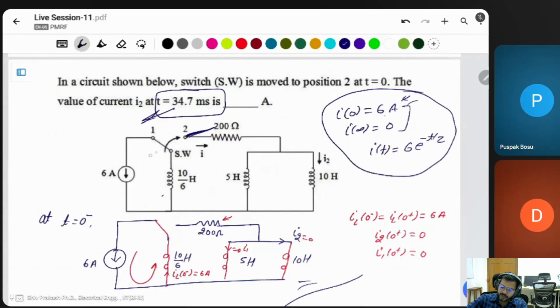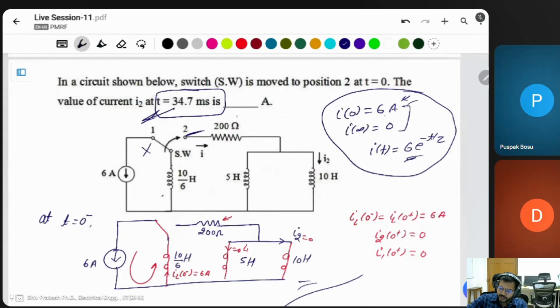The final current: the switch is moved, sorry, the source is disconnected, it means this current is also 0. Then what is the current? 6, the initial current, into e to the power minus t by tau. Okay, we find this current. After this we have to find tau.